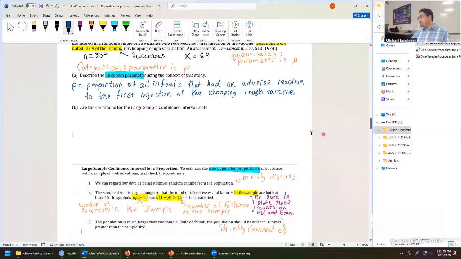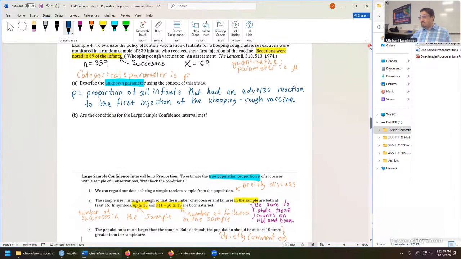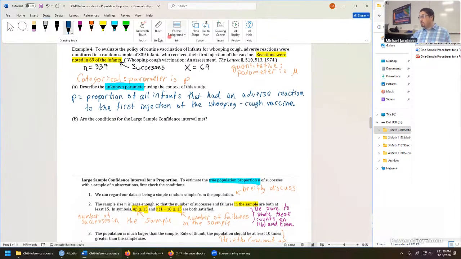So 3 things to check. Really, 1 thing to check very closely, give numbers to, and just 2 things to briefly discuss based on what the problem told us. The problem told us we had a random sample. The method specifically says we need a simple random sample, but this is good enough evidence for us to say at least there was randomization.